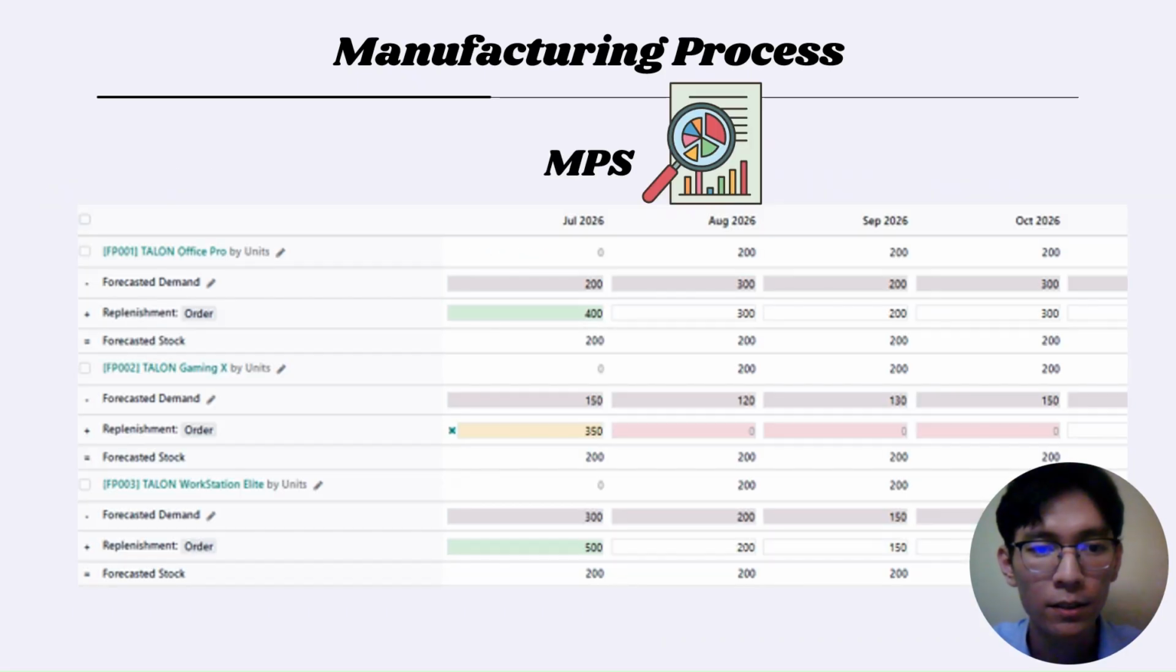So for the MRP, we do the forecast demand, replenishment, and forecast stock for these three products. We forecast the future customer demand, and we help the production manager decide how many products to manufacture, and we maintain a sufficient inventory level and reduce stock shortage and excess inventory. We improve the production planning and resource allocation.